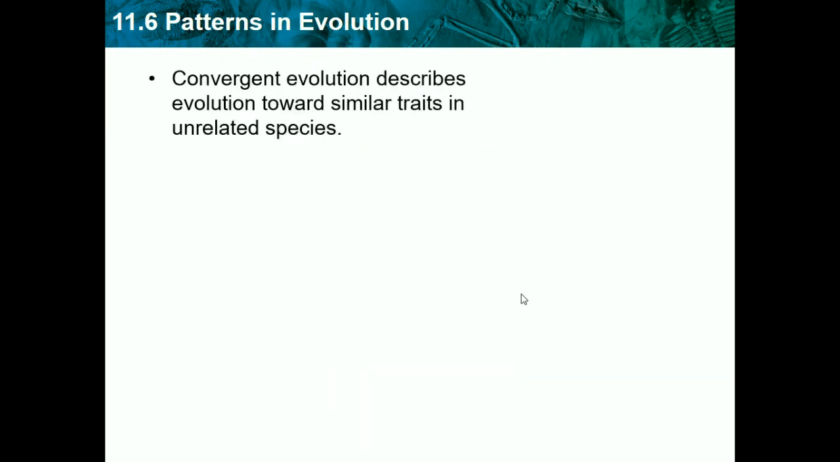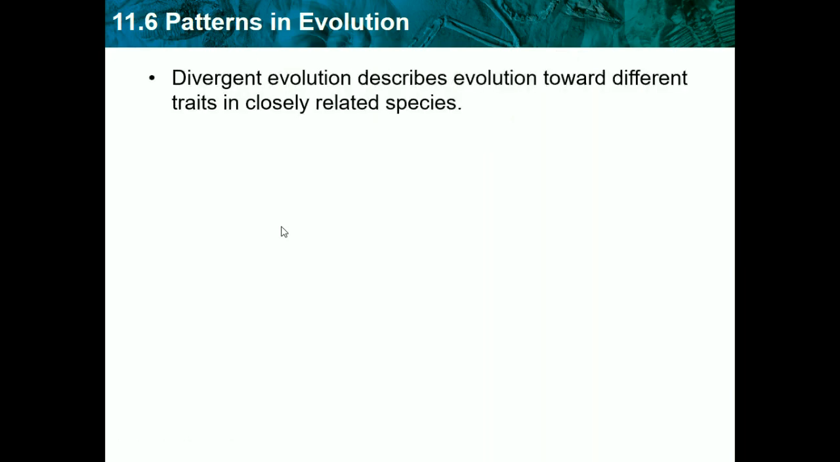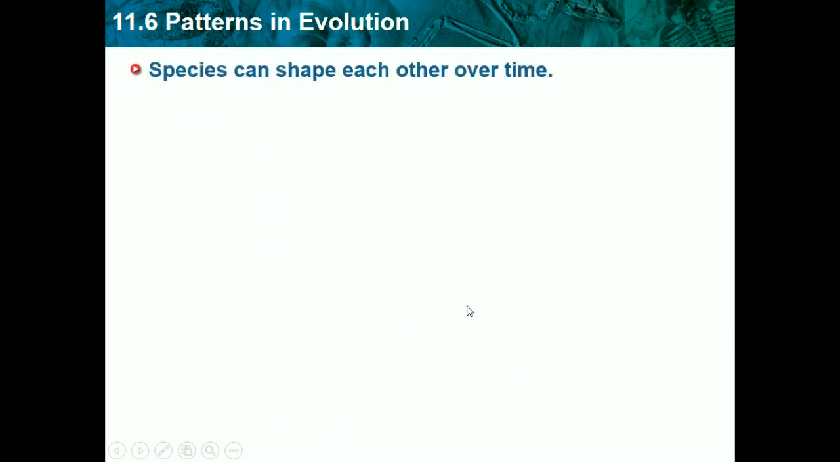Convergent evolution describes evolution towards similar traits in unrelated species. So this is when two species are evolving towards the same traits, they're becoming similar. Divergent evolution describes evolution towards different traits in closely related species. So this could kind of be like speciation when one species evolves into two separate ones. So just like this, the fox's ancestor became a kit fox and a red fox. They changed.